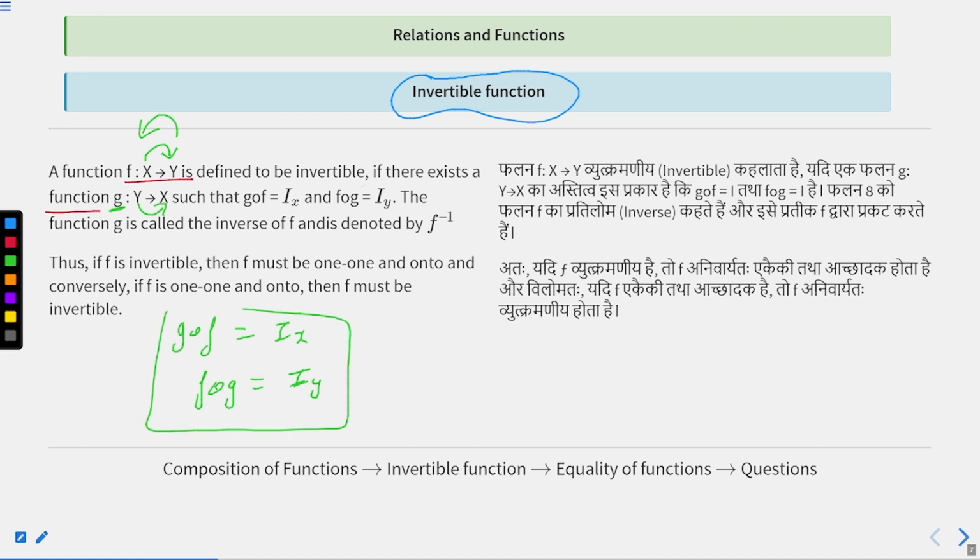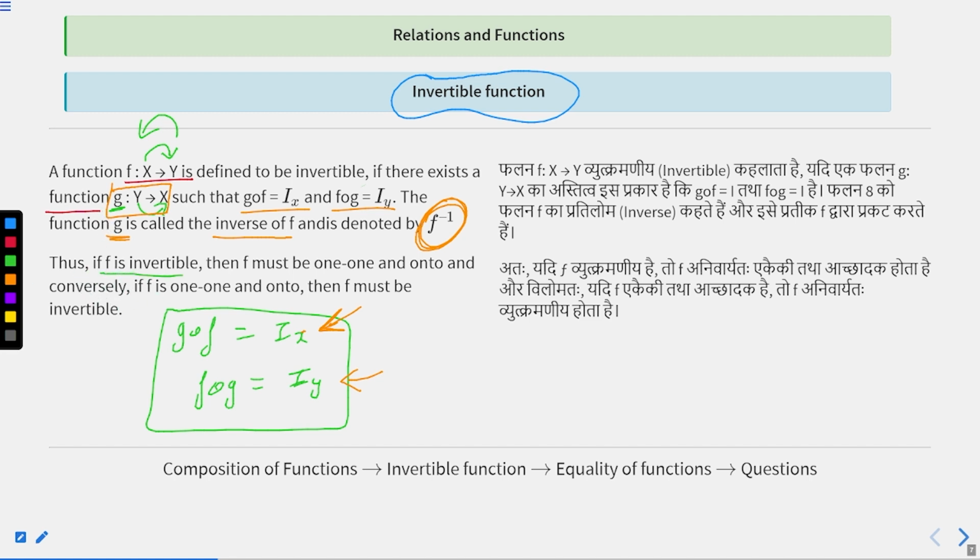You will be seeing what we mean by that. This is the identity function in terms of X, and this is the identity function in terms of Y. If this exists, such that this happens, then the function g is called the inverse of f, and it is denoted by this. I hope that the definition is clear to you.